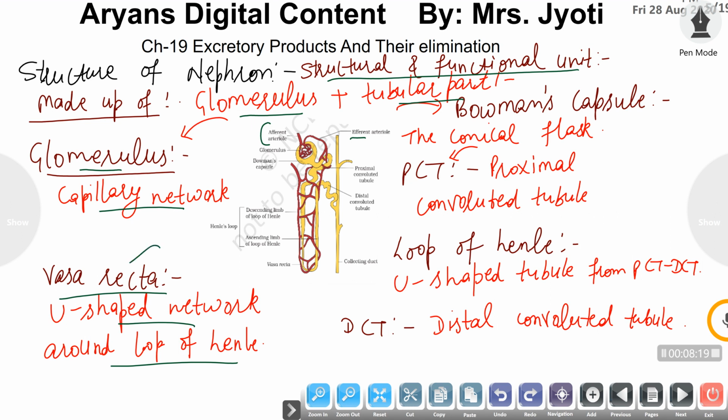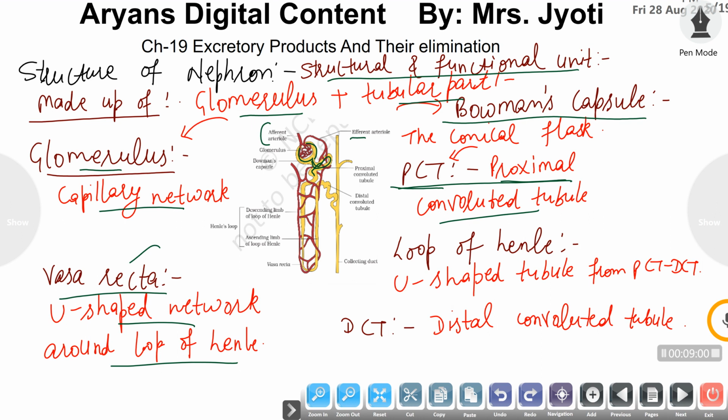Now the tubular part consists of various parts, the first of which is Bowman's capsule. Bowman's capsule is a conical flask-like structure which encloses the glomerulus. Bowman's capsule opens into a highly convoluted tubule, the proximal convoluted tubule. Proximal means the nearmost part to Bowman's capsule, and this part of the tubular region is termed the PCT, or proximal convoluted tubule.